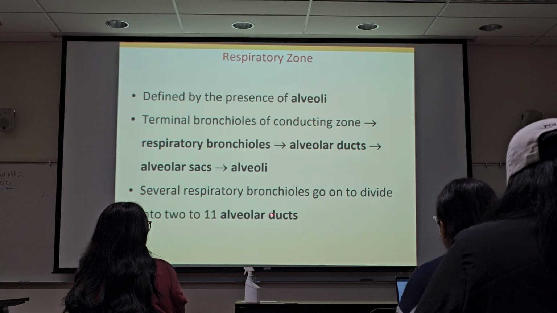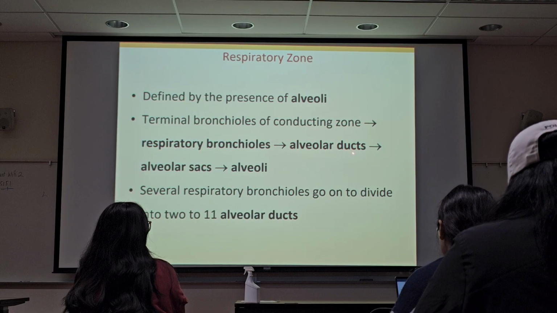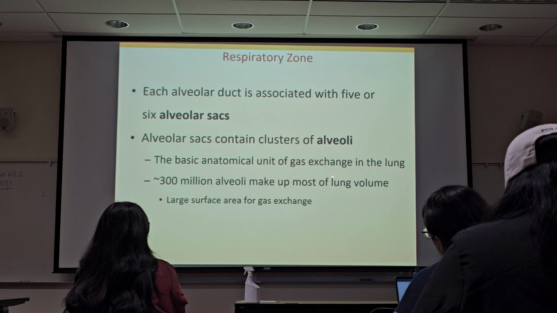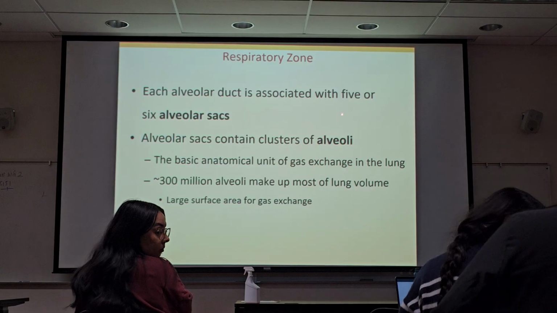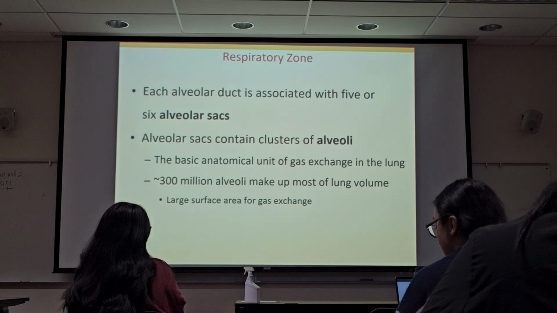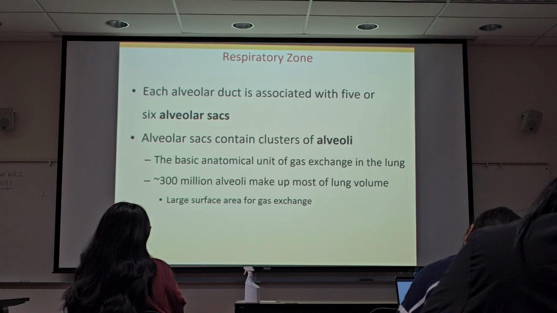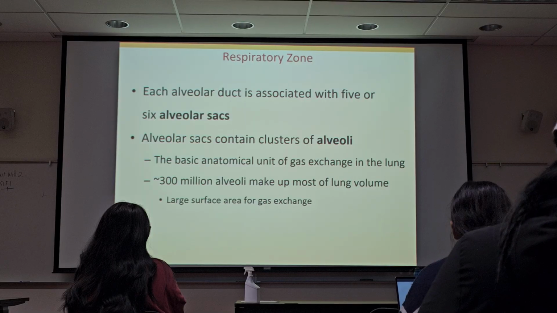There are many respiratory bronchioles that divide into these alveolar ducts, and each duct leads us into an alveolar sac. At the alveolar sac, we have a bunch of alveoli. Each alveolar duct is going to have about 5 or 6 alveolar sacs associated with it. And those sacs contain individual alveoli, where we will have the site of gas exchange with the blood that's coming in from the heart.